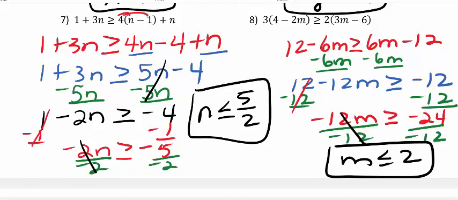And number 8, the first thing we have to do is distribute. So that's our first line. And then we want to get the m's together on the left-hand side. So we subtract 6m from both sides. And then we have to get our constants to the right side, so we subtract 12 from both sides. And then our final step is to divide both sides by negative 12. Because it was a negative number, we had to change the direction of the inequality. So m is less than or equal to 2.